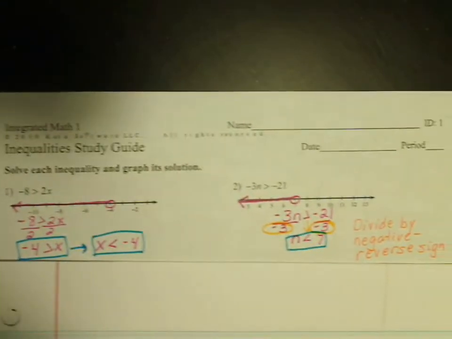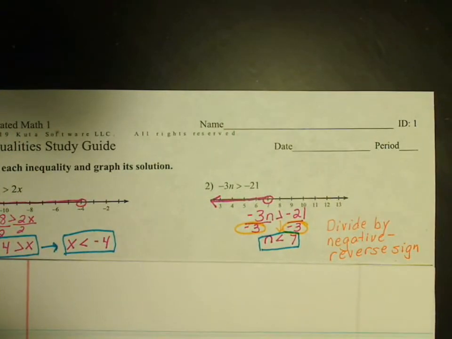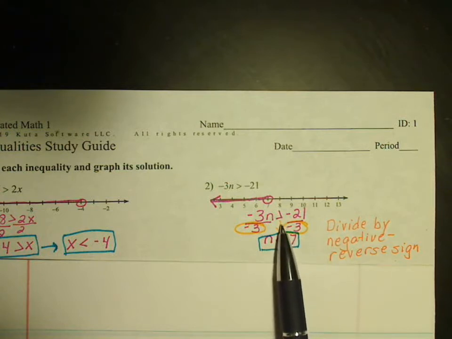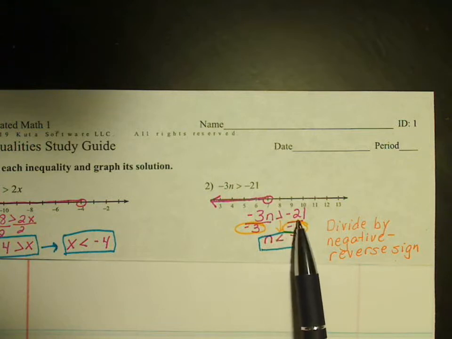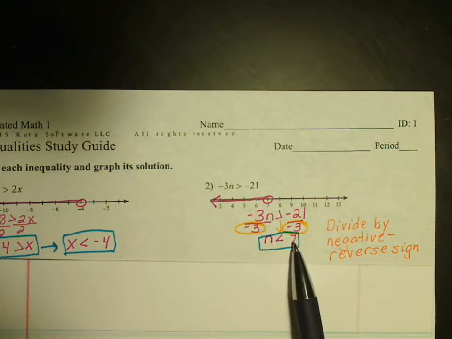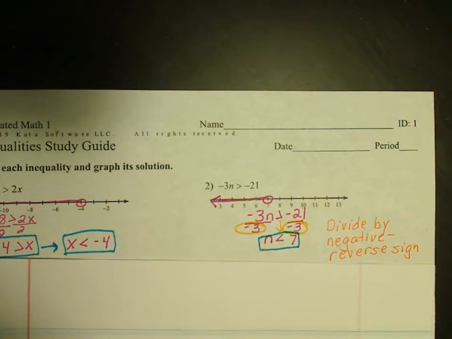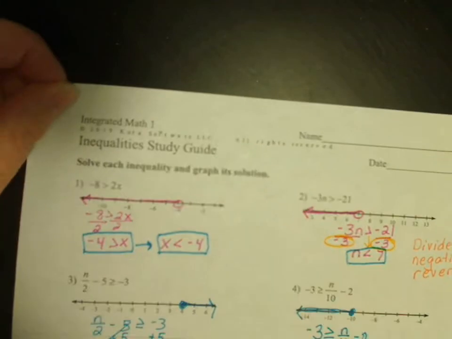Okay, here is problem 2. Problem 2, the same thing. We're going to divide both sides by a -3. If you divide both sides by a negative, then you do need to reverse the inequality sign. And -21 divided by -3 gives you a +7. So this would be how you would graph that inequality.